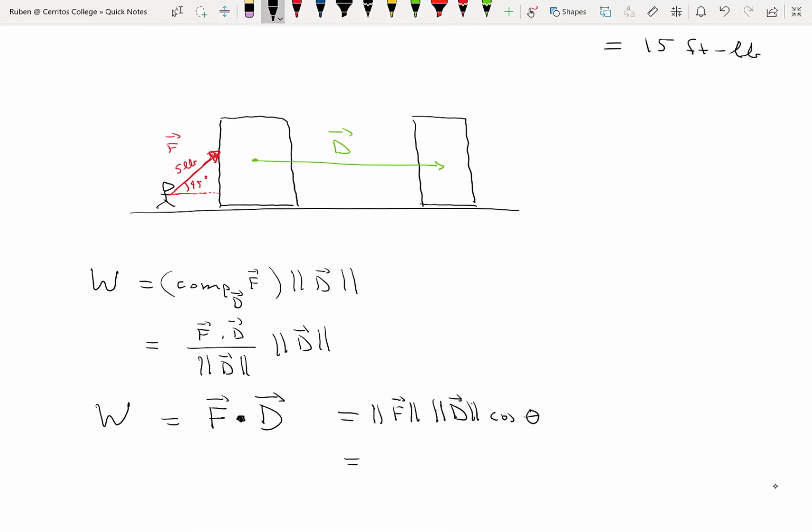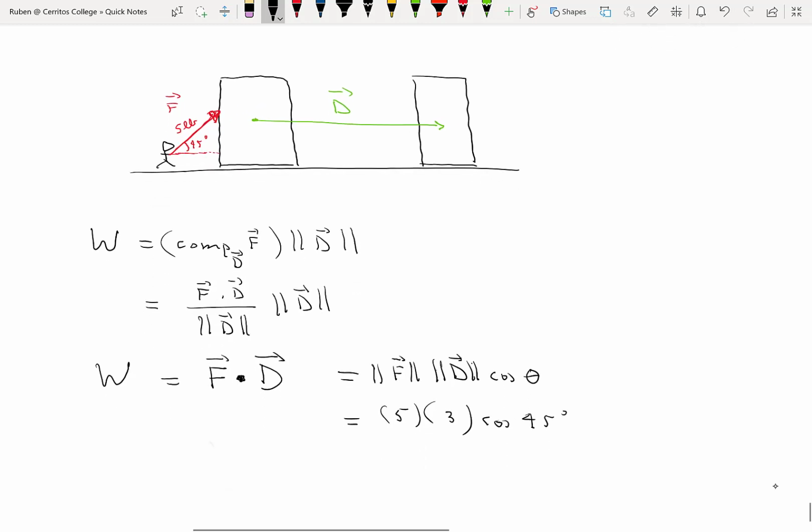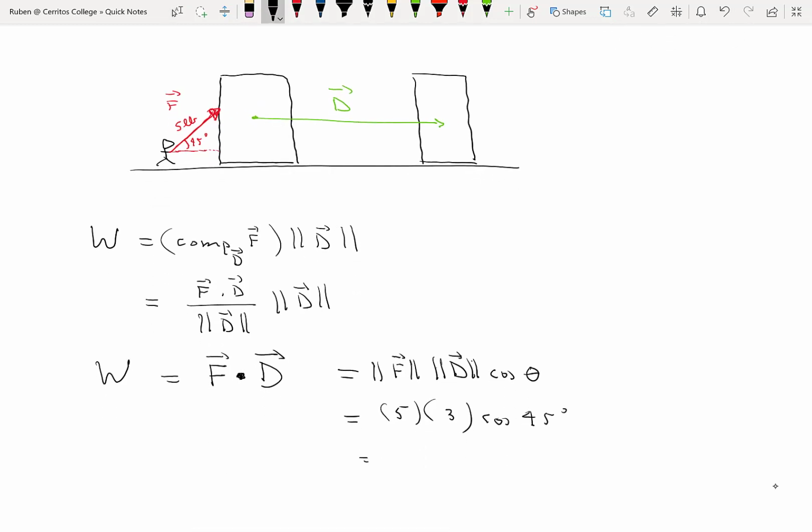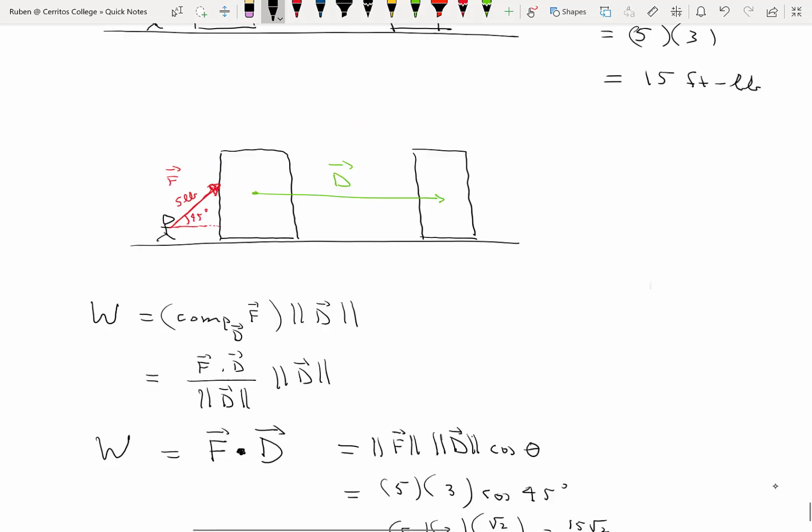The magnitude of the force is 5 pounds. The length of the displacement vector is, I think it was, 3 feet, times the cosine of 45 degrees. So this gives us 5 times 3 times radical 2 over 2, which is 15 radical 2 over 2, and that's about 10.6 foot-pounds of work.